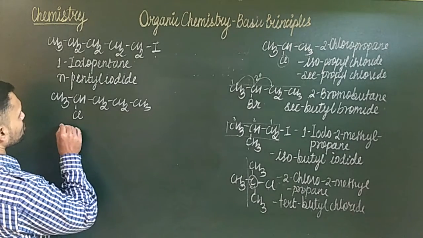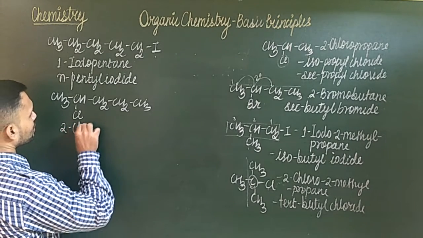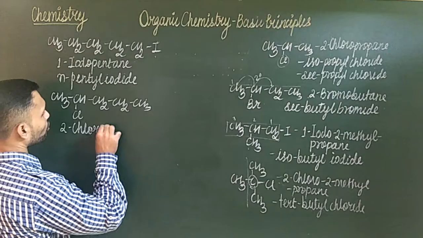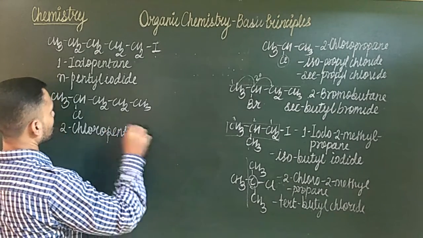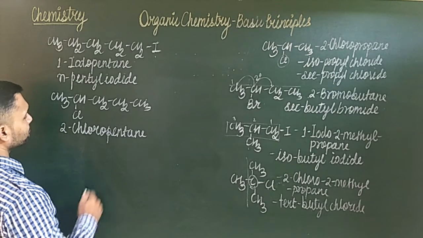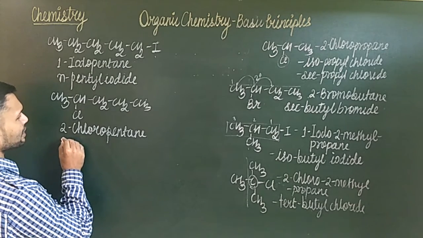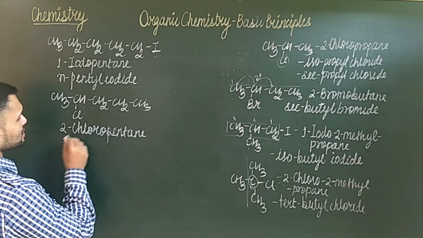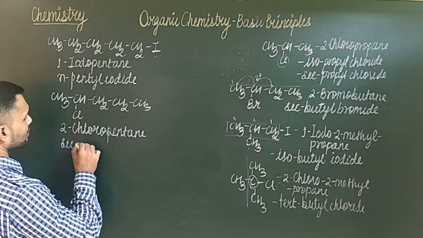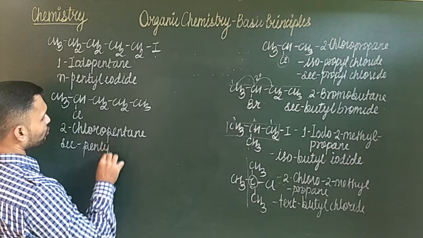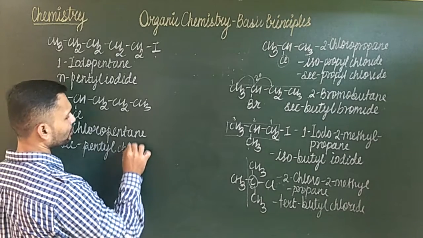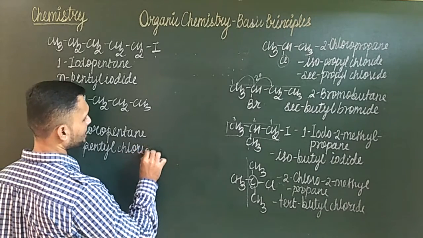Now what will be the name of this? So this is very clear. This is 2-chloropentane. Longest chain is of 5 with no other substituents over there. And this can be written in the common system as sec pentyl chloride. Look, here we have given the name sec pentyl chloride.